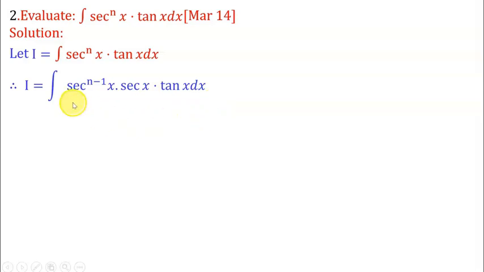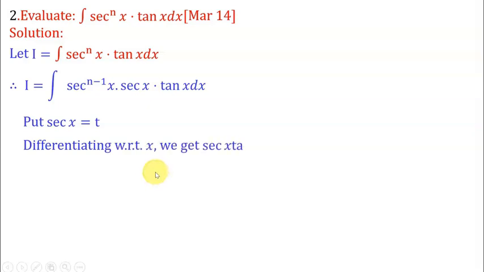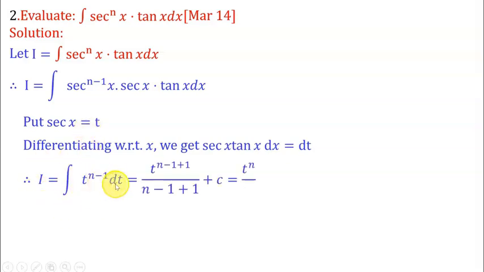So we will substitute sec of x as t, and its derivative is sec x into tan x. Put sec x equal to t, and differentiate this with respect to x. The derivative of sec of x is sec x into tan x into dx equal to dt, so that the value of sec x into tan x dx is nothing but dt, and hence here I is equal to the integral of t raised to n minus 1 dt.